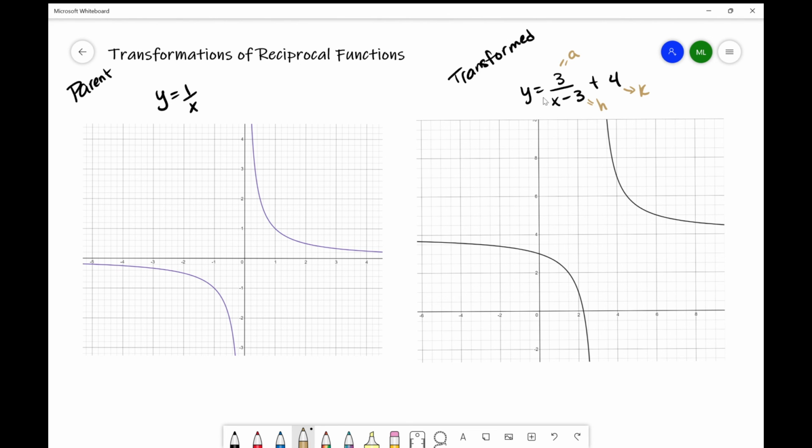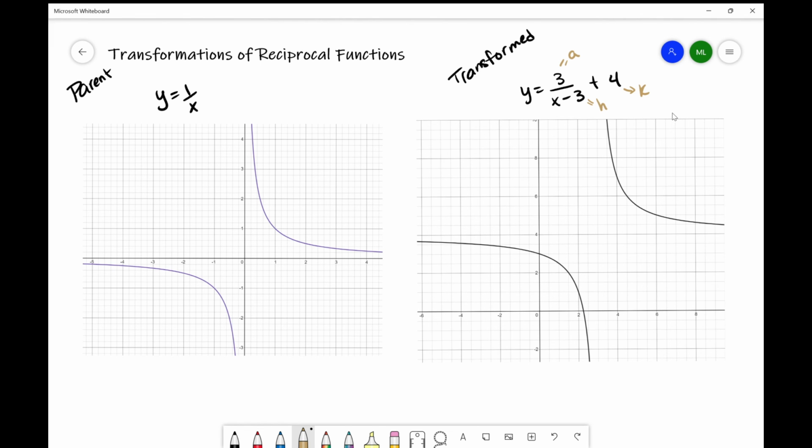But since a is equal to 3, and 3 is bigger than 1, a vertical stretch is happening. Now let's look at our h. It's x minus 3. h is positive, so it's going to the right 3 units. As you can see, our graph has now shifted to the right as opposed to the parent function. And then finally, k is equal to 4, meaning that I have shifted my graph up 4 units. It's now shifted up, and we actually have a y-intercept and an x-intercept happening as well.